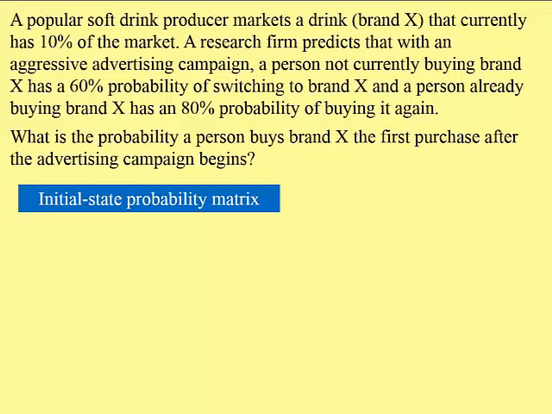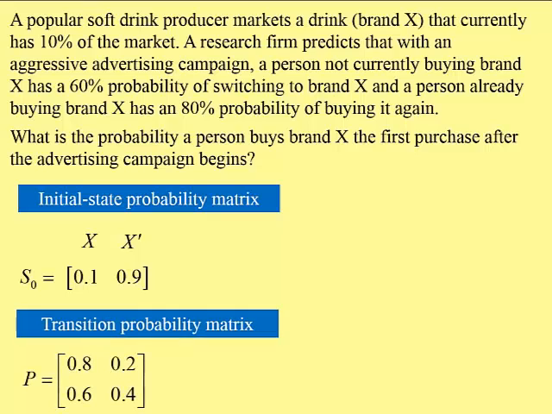To construct the initial state matrix, we want to take our two things that we're studying, X and not X, and leave them in their same order, and then attach the probabilities. Currently, the brand X has 10% of the market, so we'll put a 10% under the X, a 90% under the not X. This is the initial state matrix. We use a capital S with a little 0 at the bottom to mean the beginning matrix.